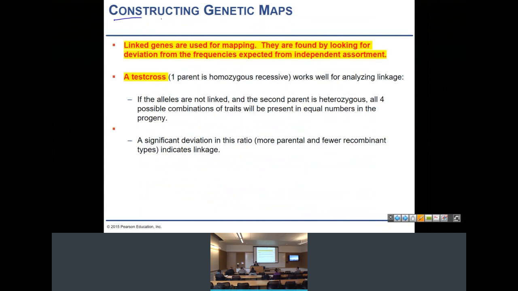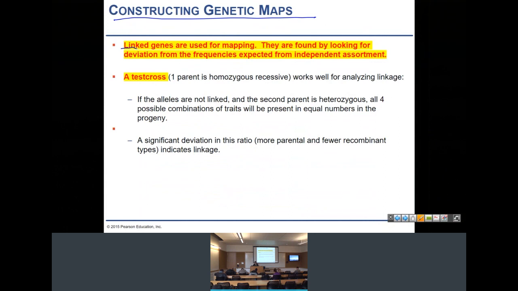Constructing a genetic map. Number one, in order to construct a genetic map, the genes of interest must be on the same chromosome. Everybody gets that. It's a basic thing. You can't map the distance between genes A and B when they're on different chromosomes. So first thing, the genes have to be linked.